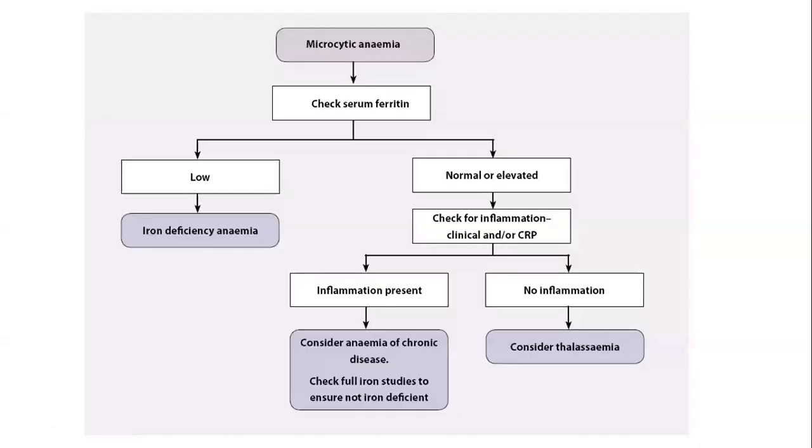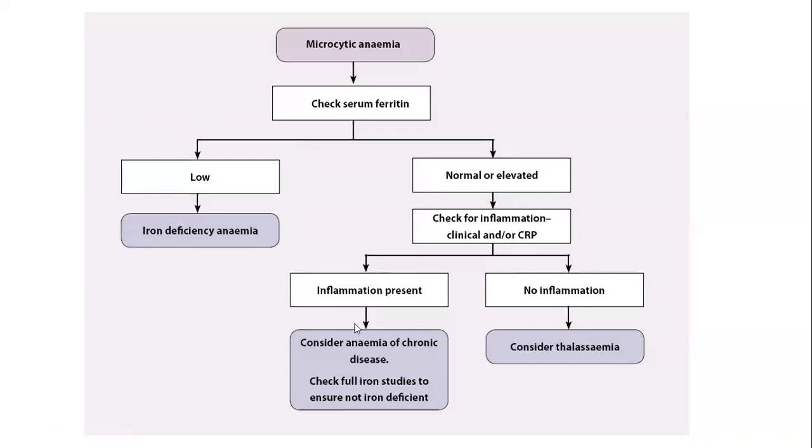Next, one of the easy flowcharts again: microcytic means smaller than normal. We need to check iron or ferritin. If ferritin is low, iron deficiency anemia. If ferritin is normal, we need to check inflammation, clinical signs and symptoms, or CRP. CRP, C-reactive protein, is the marker for inflammation. If CRP is increased, inflammation is present. If CRP is normal, no inflammation.